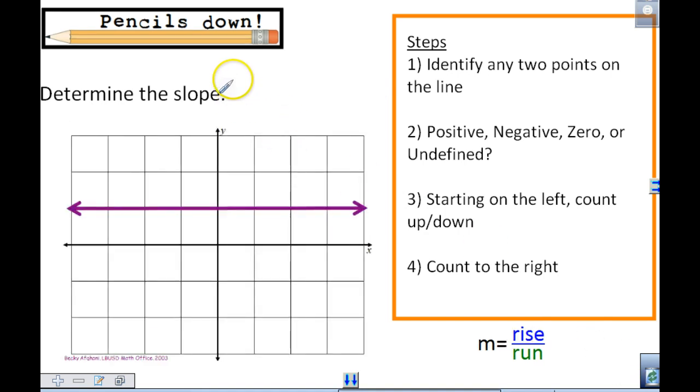What is the slope again? That's what you slope. 0. It's not going up, not going down, not positive, not negative, completely horizontal.